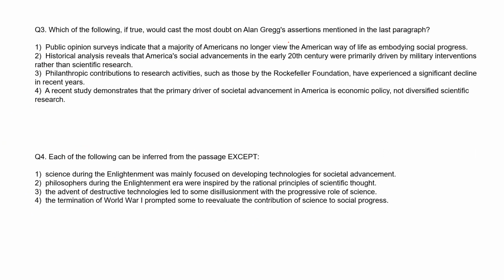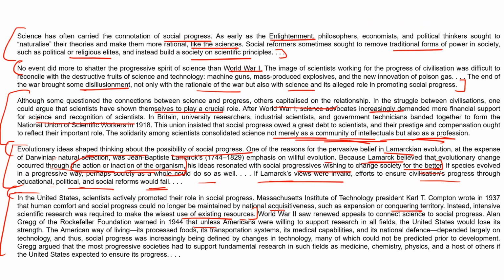Which of the following, if true, would cast the most doubt on Alan Gregg's assertions mentioned in the last paragraph? Now let's see what Alan Gregg is saying here. Alan Gregg of Rockefeller Foundation warned in 1944 that unless Americans were willing to support research in all fields, US would lose its strength. So we need to support research in all the areas. And social progress was being defined by changes in technology, many of which would not be predicted prior to development. Most progressive society had to support fundamental research. So Gregg is saying that if American society wants to progress, we should be doing a lot of research in all areas.